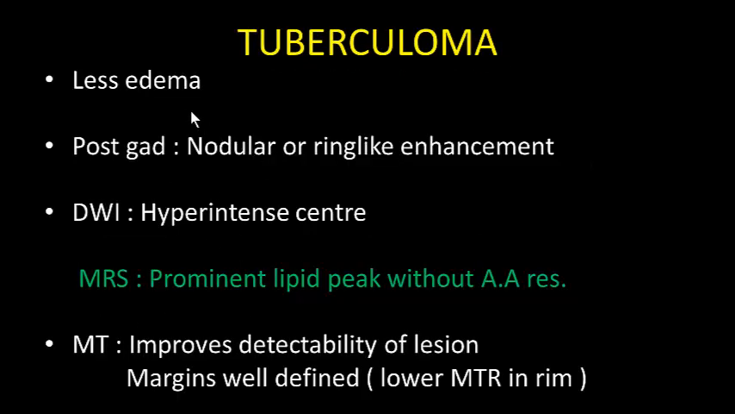In tuberculoma, there is less edema. Post-GAD, you get either a ring-enhancing lesion or a nodular lesion. In diffusion weighted image, you see a hyperintense center. On MR spectroscopy, you see a very large lipid peak. And MT improves the detectability of this lesion.